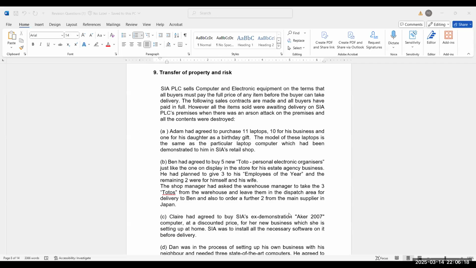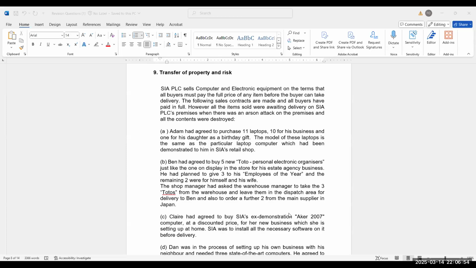Now, in relation to Ben, he has agreed to buy 5 personal organizers like the ones on display. So again, he's describing the item. 3 were for employees of his business and 1 each for himself and his wife. These again appear to be uncertain goods because he looked at a display model and ordered 5 new ones. So the shop can supply any 5 new personal organizers under the contract.